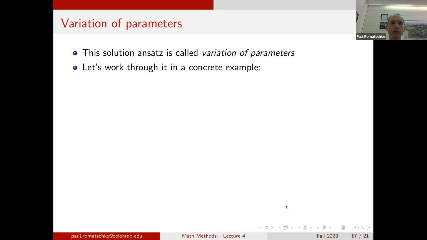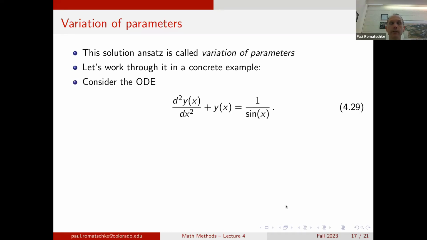It's maybe helpful to show how this works out in practice by considering a concrete example. The concrete example I want to consider is the following ODE here: the second order derivative of y plus y of x is 1 over sine of x, also known as cosecant of x.